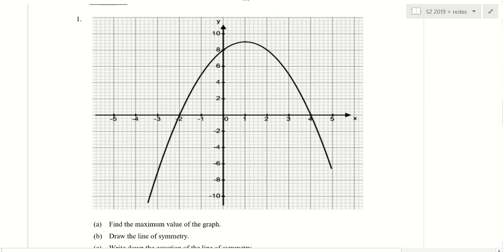Now I have this practice. Find the maximum value. To 1 decimal place. Alright, so if I have 5 boxes, you can count up, 5 boxes is equal to 2 units. 1 square is actually how many units? 0.4, right?